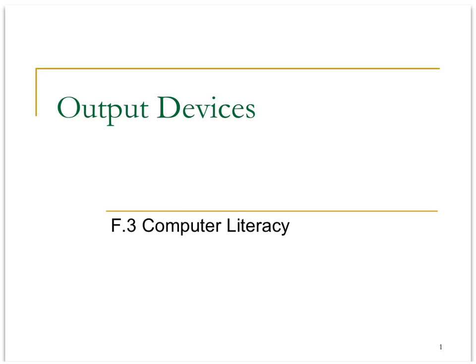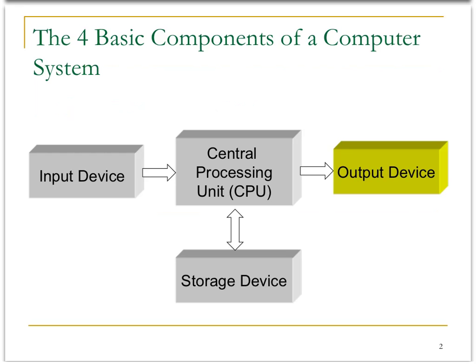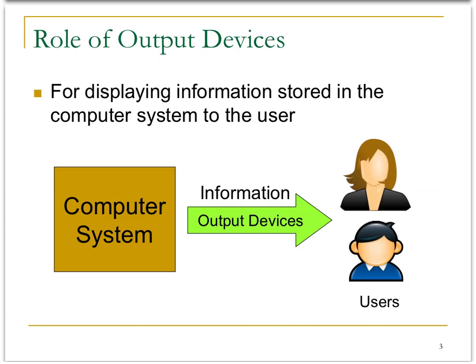Hello, Form 3 students. Today I'm going to talk about the output device of a computer system. We should always remember there are four basic components in the computer system: the input device, processing device, output device, and storage device. The role of the output device is to display the information stored in the computer to the user.